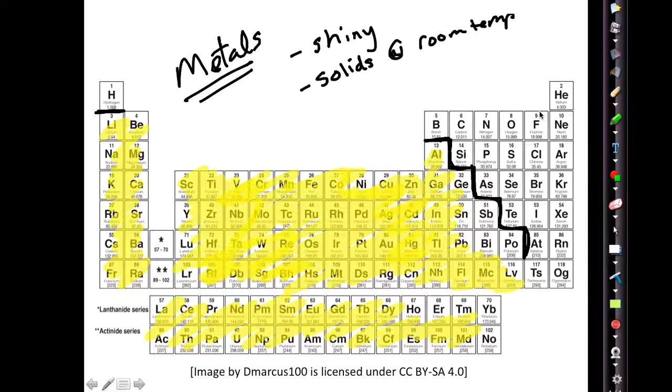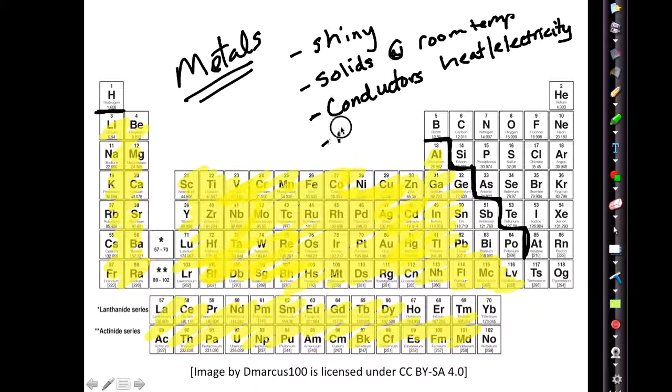What else for metals? Let's see here. So we've got shiny, we've got solids at room temperature. How about conductors? Metals tend to be good conductors of heat and electricity. And they also tend to be malleable and ductile.